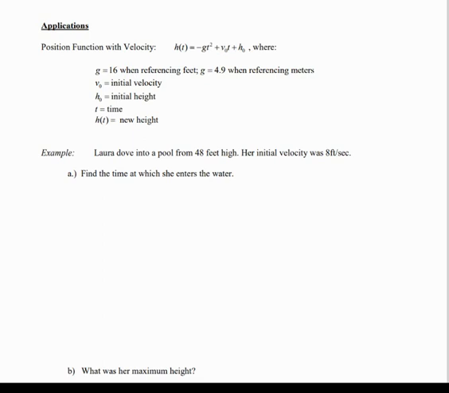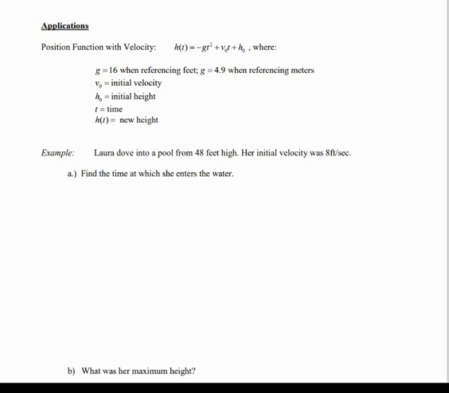So let's talk about what all these variables mean. The negative is always going to be there, and that's because g represents gravity, and what happens is that gravity pulls an object down. So this is going to be a parabola that's opening down because gravity is going to take an object that's in the air and pull it down.